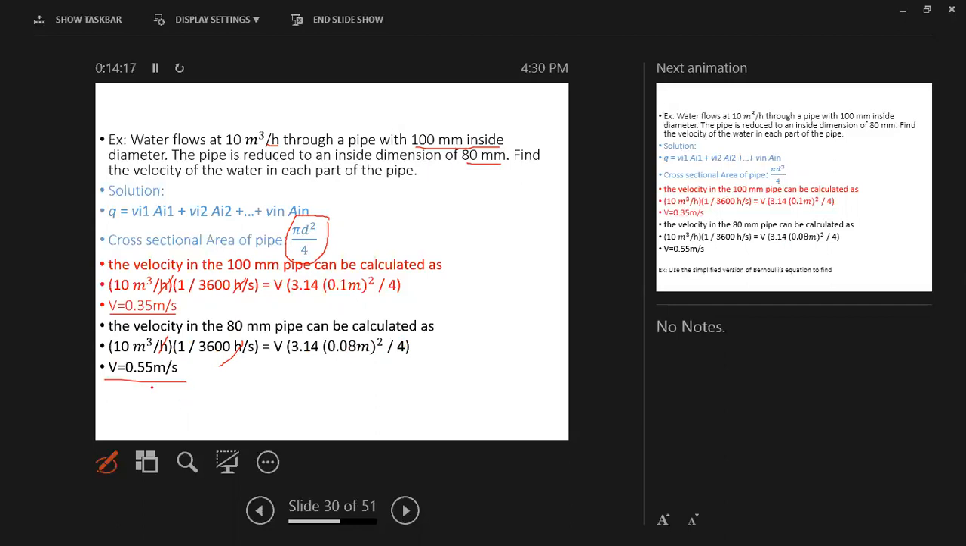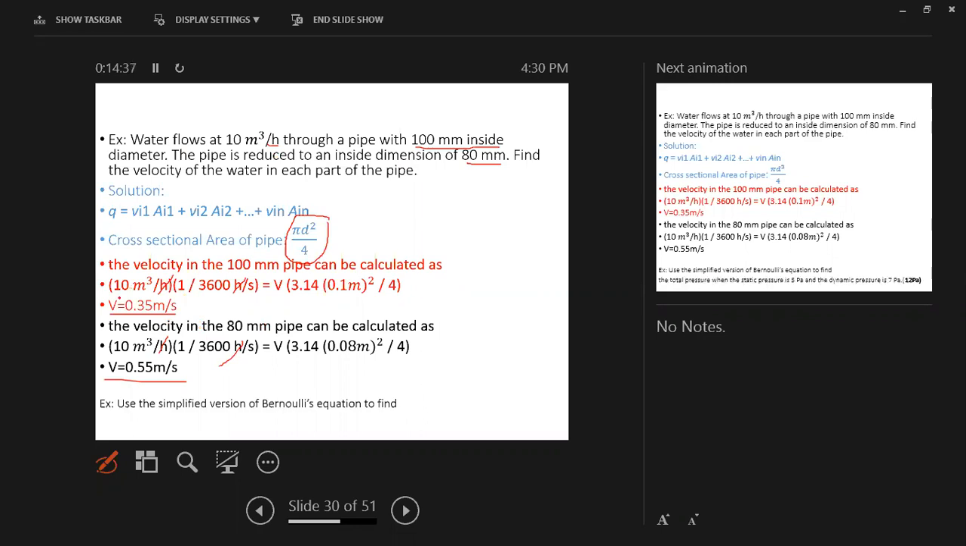What does this mean? This means when the diameter of the pipe gets smaller, the velocity of the fluid gets larger. This is important, this part. So velocity gets larger when the diameter of the pipe gets smaller.